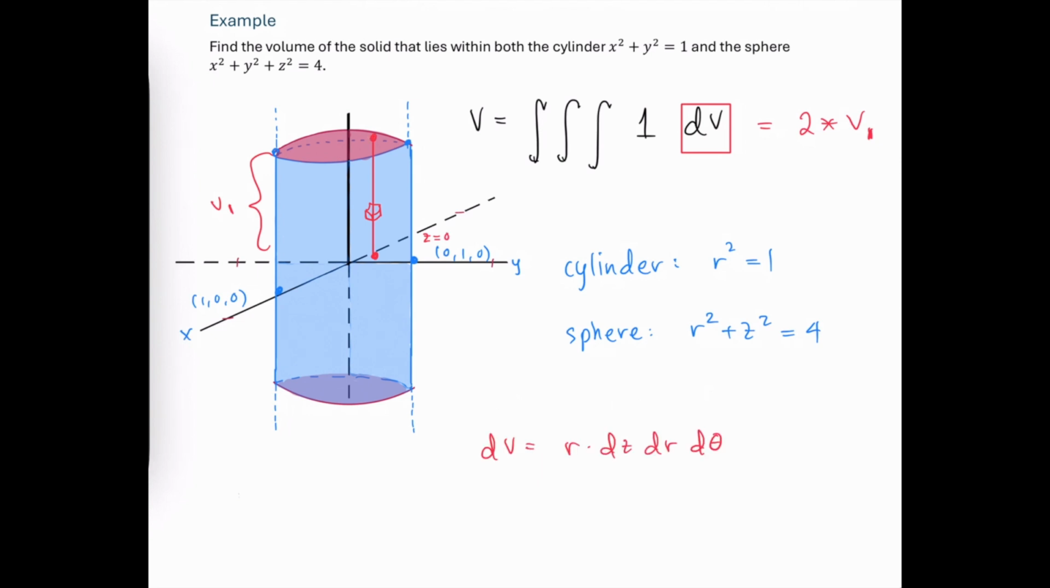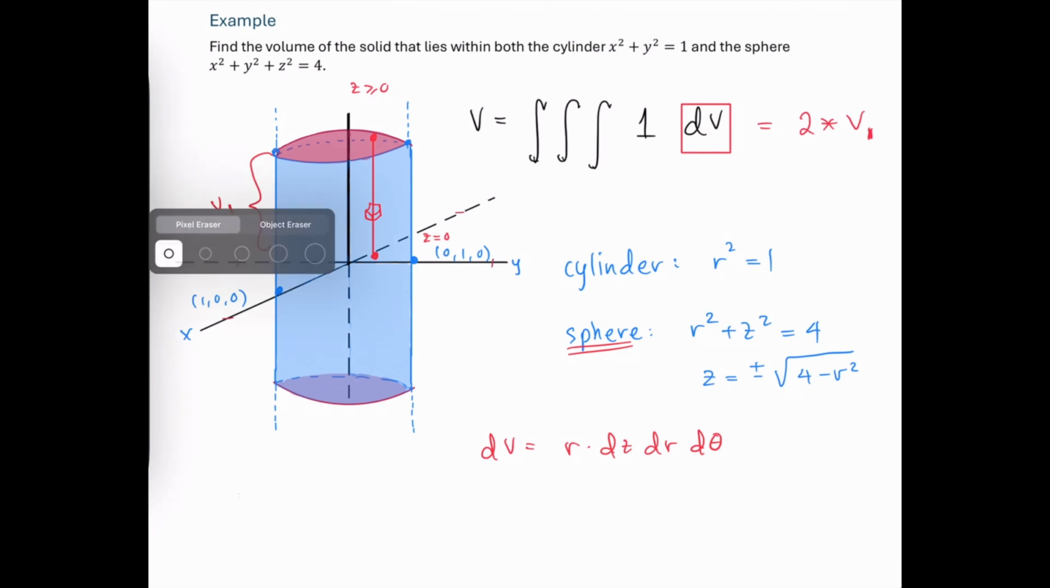Now we'd need to solve that sphere equation for z, getting that z is equal to plus or minus the square root of 4 minus r squared. But because we're looking at the top portion of the sphere, we know that z is positive. So we look at only the positive radical here as the upper limit for z.